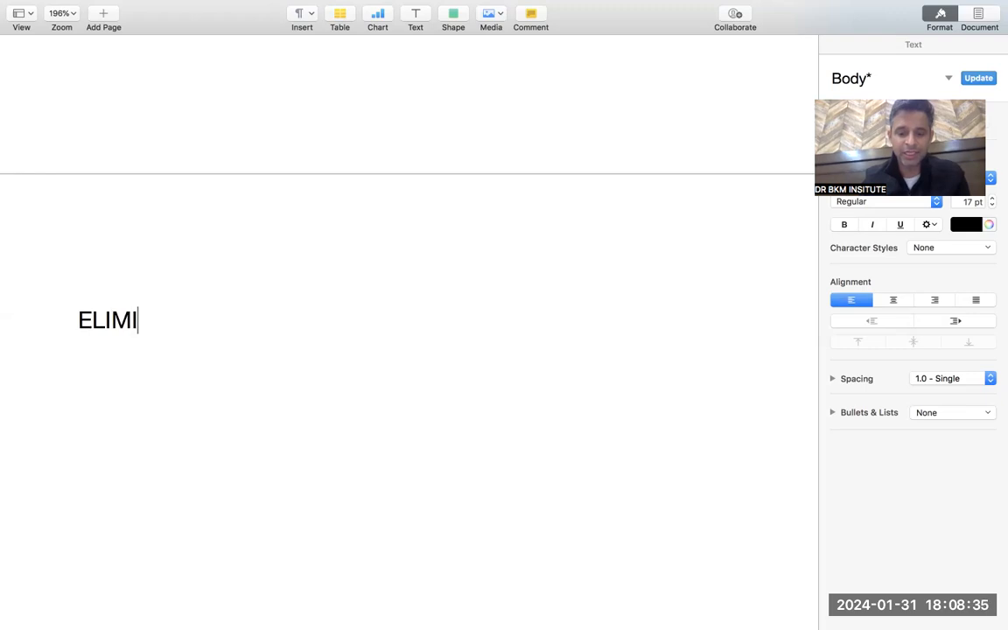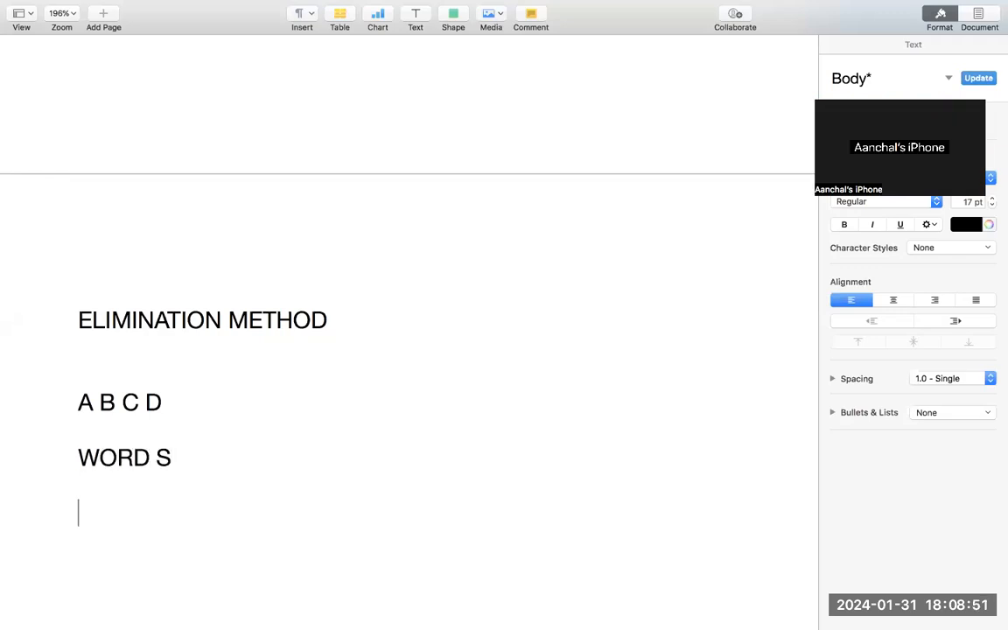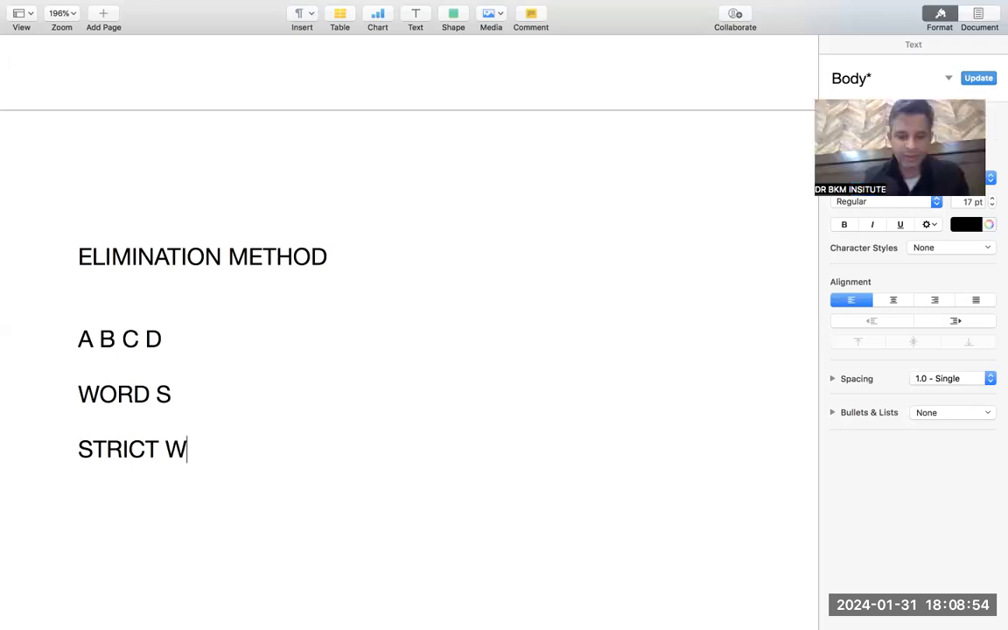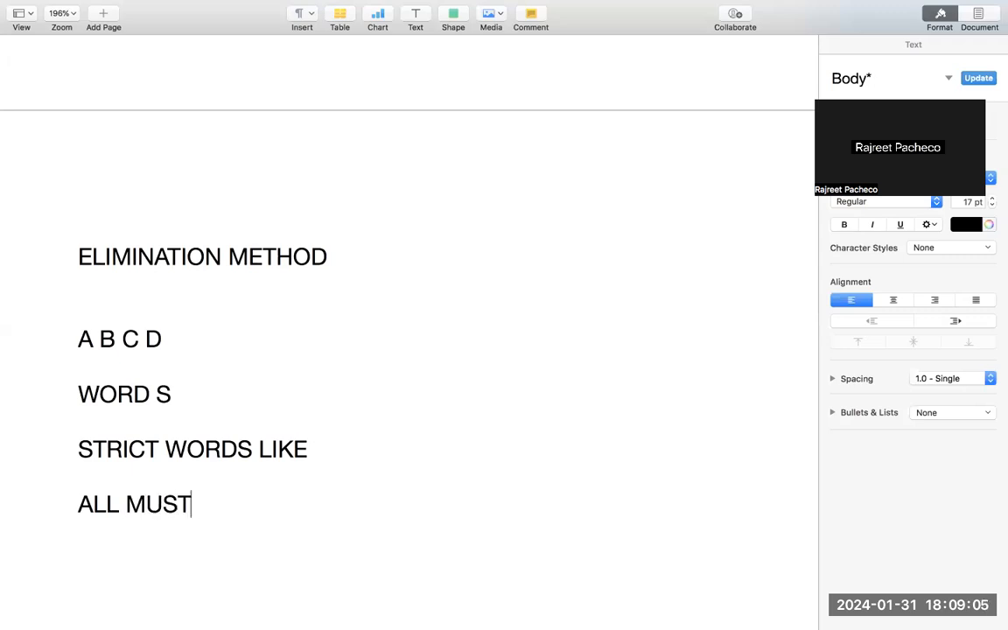So please tell me, guys, what are the words we should note? Suppose we have got four options A, B, C, and D, which options should I eliminate? Strict words like all. If any option has all, we should eliminate. Then what other words? Always, must. If any option has must, it should be eliminated. Again, this is 99.9%, not 100%. Please, you have to look for it.